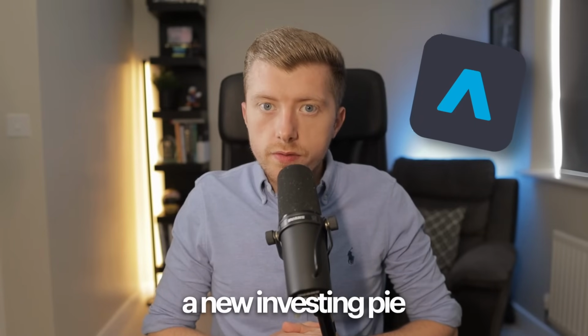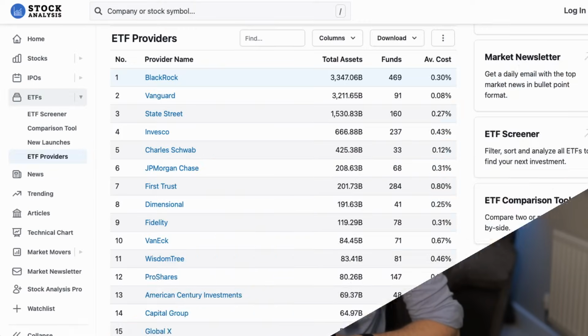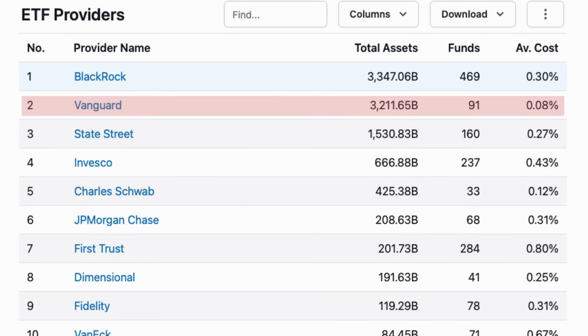Trading212 have just launched a new investing pie called Vanguard Global. It's an investment that I think could be a popular one, seeing as Vanguard are one of the world's largest asset managers, second to that of only BlackRock.